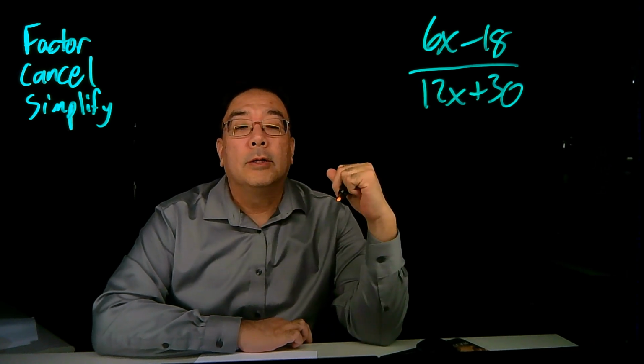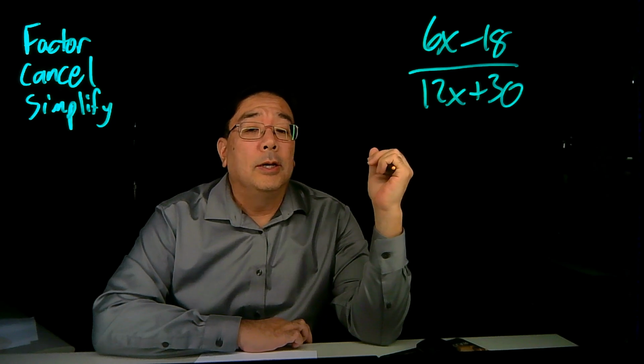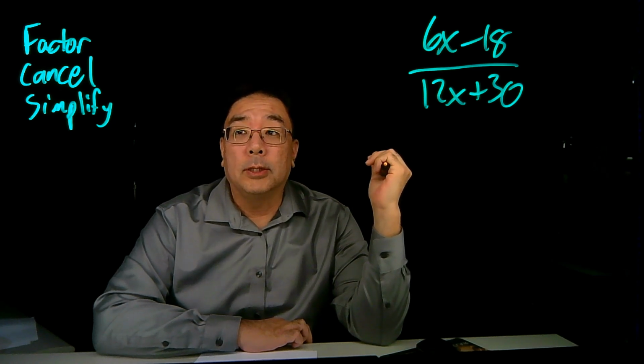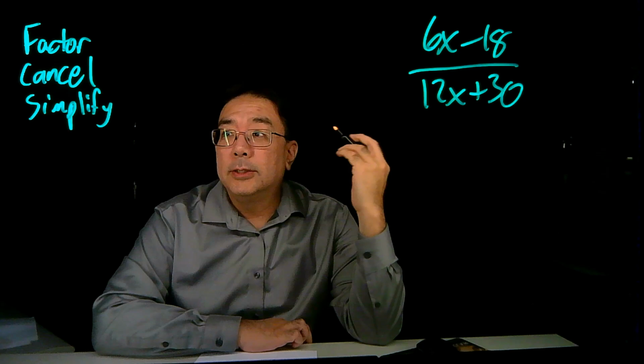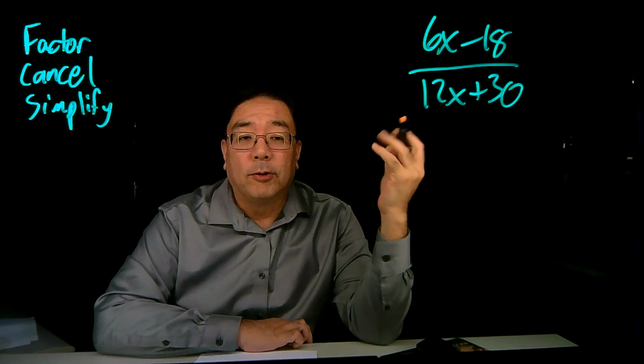Hi everyone. Let's look at an example of simplifying a rational expression. Now, simplifying a rational expression really means three things. You see, can you factor, cancel, and simplify? That means what's left over, really.